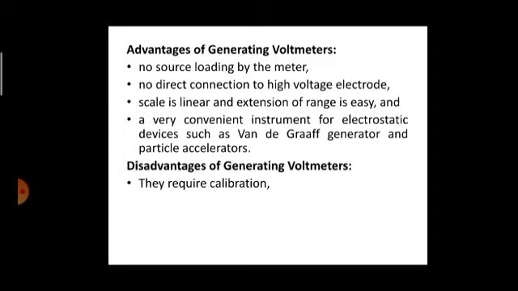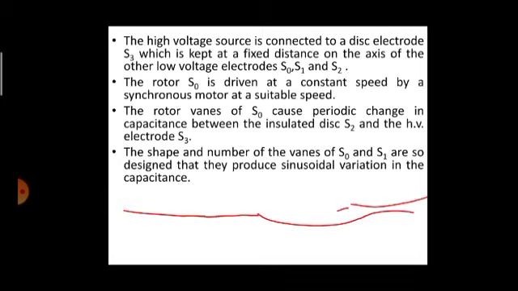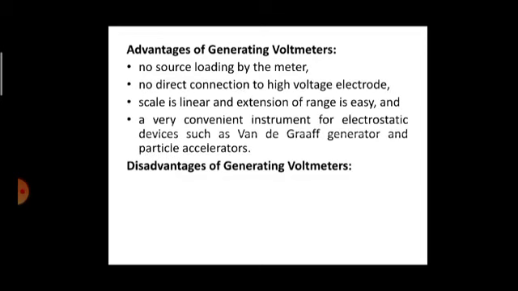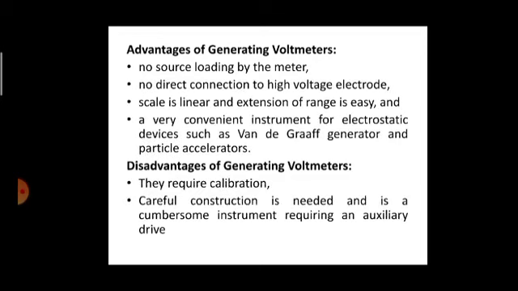So there are some limitations, as I have mentioned here. Apart from this, you can also add the disturbance when the motor is rotating. There is a possibility of disturbance in the position and mounting of the electrodes. So whatever calibration we have done becomes invalid, and again you have to redo the calibration. That is one more disadvantage we can add for generating voltmeters.